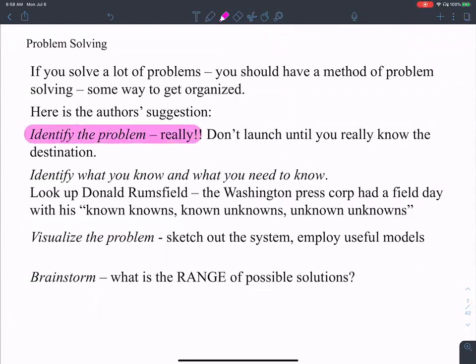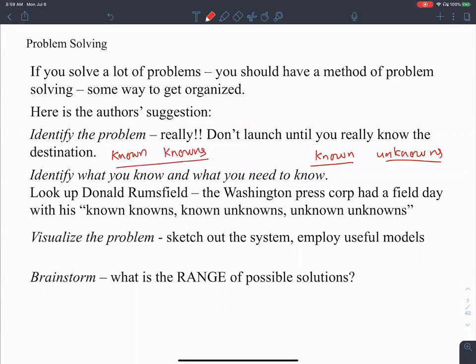We identify the problem, okay? And identify what we know and what we don't know. That's an important thing. Unknown unknowns, known unknowns, known knowns: what we know that we already know, and what we don't know that we don't know. That's a very good way to begin solving the problem: to see what do I need to know? What additional knowledge do I need in order to solve this problem? Donald Rumsfeld is known for talking about known knowns, unknown knowns, and so on.